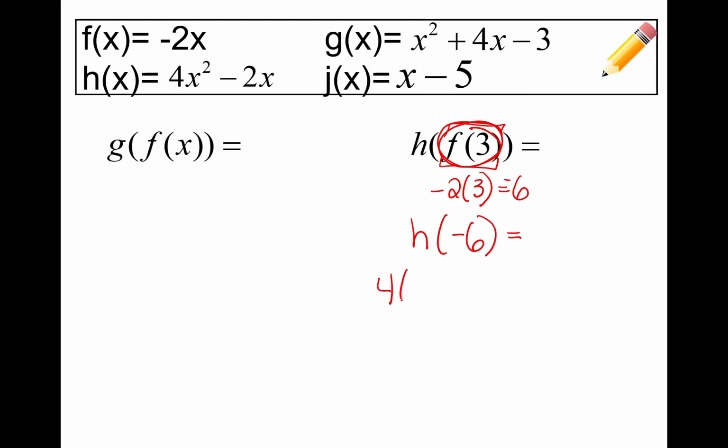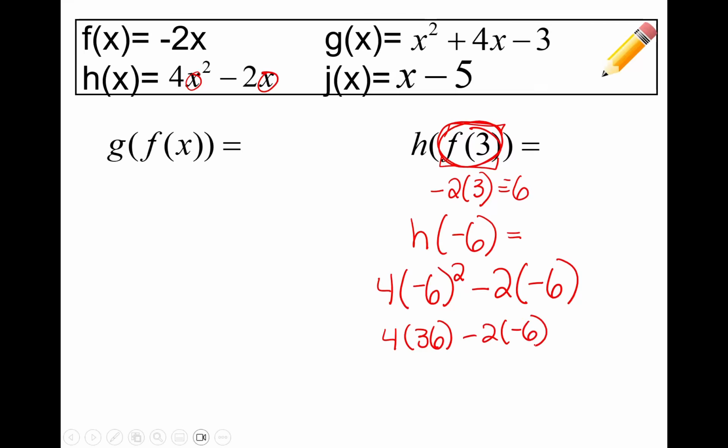So I'm going to go 4, negative 6 squared, because notice there's an x here and an x there, minus 2 times another negative 6. PEMDAS first, negative 6 squared is 36. Ooh, 4 times 36. I don't think I know what that is. Mr. Calculator. 144. Negative 2 times negative 6 is a positive 12. And 144 plus 12 is 156.